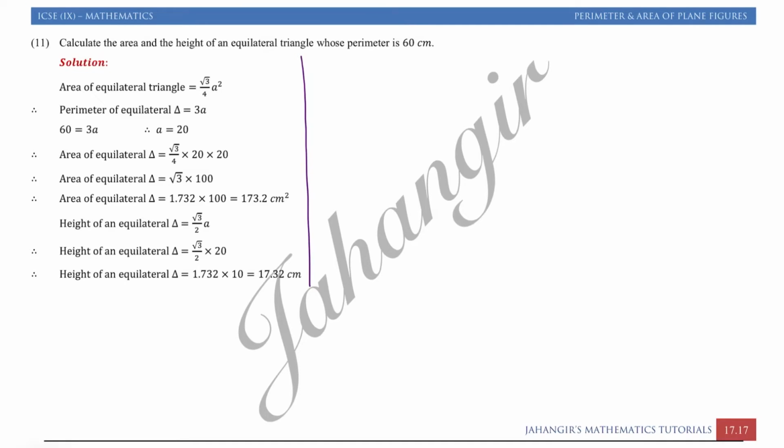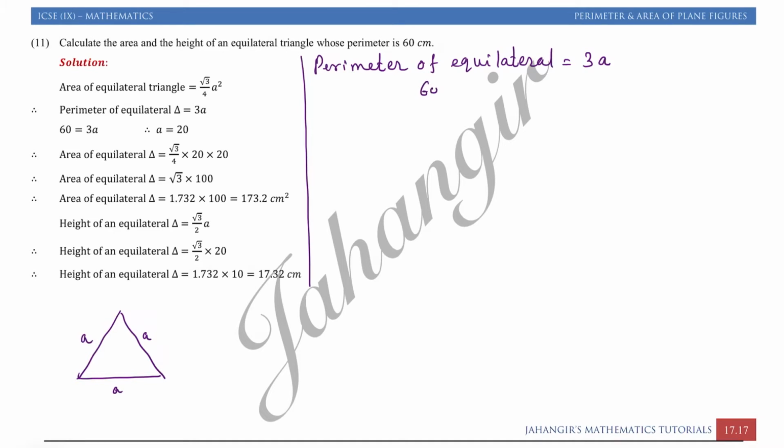Calculate the area and the height of an equilateral triangle whose perimeter is 60. As we know, equilateral triangle has all sides equal. Let us say all sides equal to a centimeter. So we can say perimeter of equilateral triangle is equal to 3 into side. So 60 is equal to 3a. So therefore a is equal to 20 centimeter.